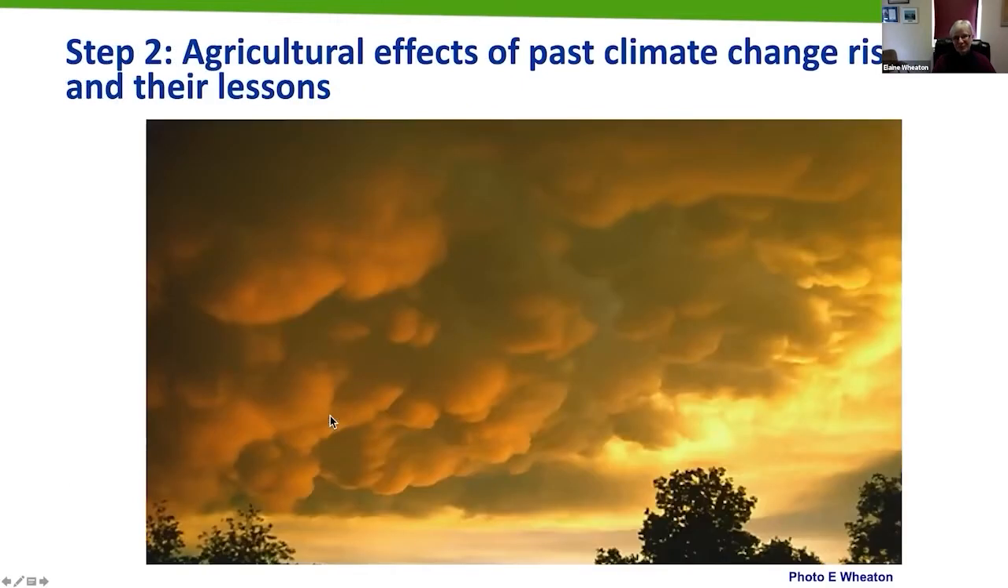So we're now turning to step 2, the agricultural effects of those changing climate. These clouds really are dangerous, by the way. So if you see those, watch out.